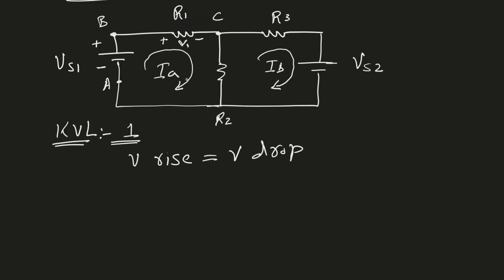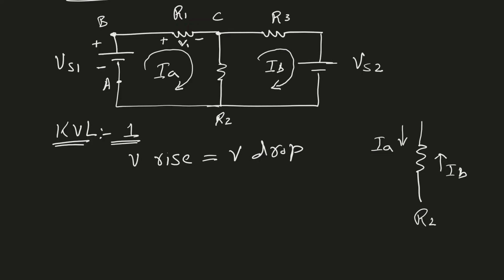Now, when I'm in loop number 1 or loop A, in that loop in R2, I have two different currents flowing. So maybe let me draw it here. So this is the resistor R2. According to the directions of the current that I have assumed, I have a current IA that is going downwards in this resistor. And I have a current IB that is going upwards in the same resistor. So we have two different currents flowing in this resistor.